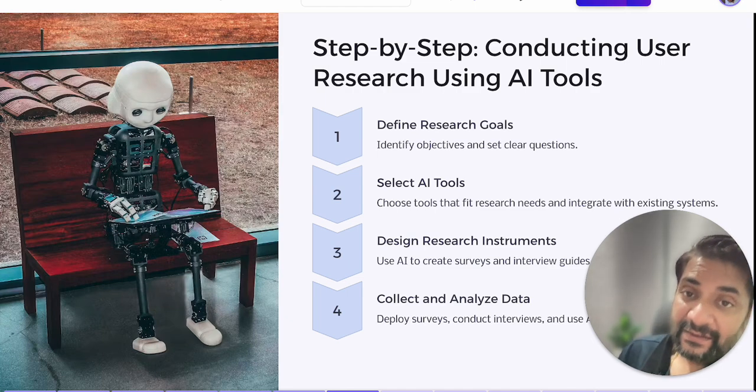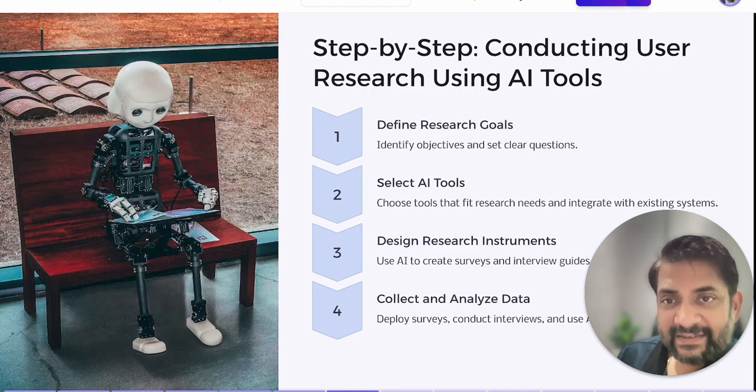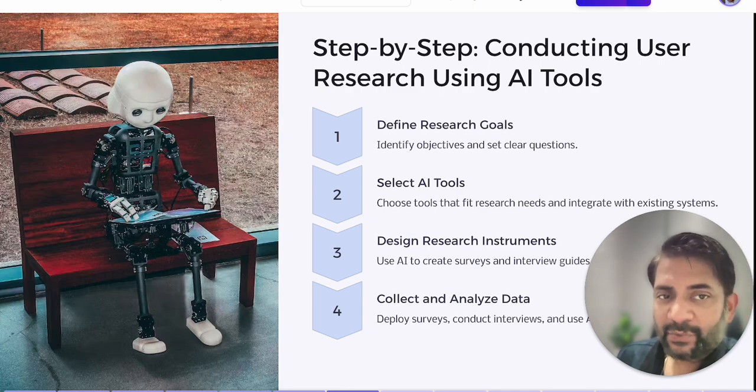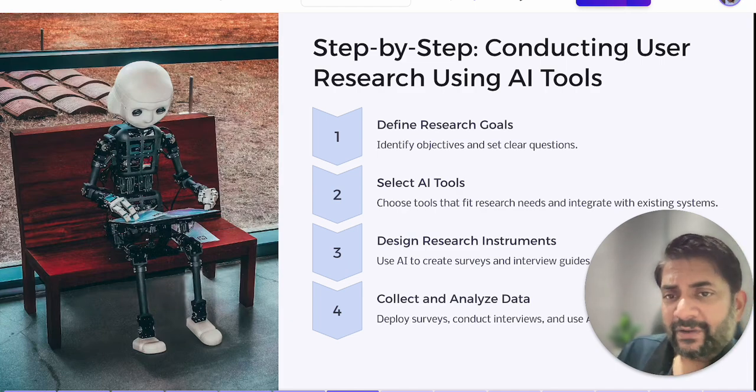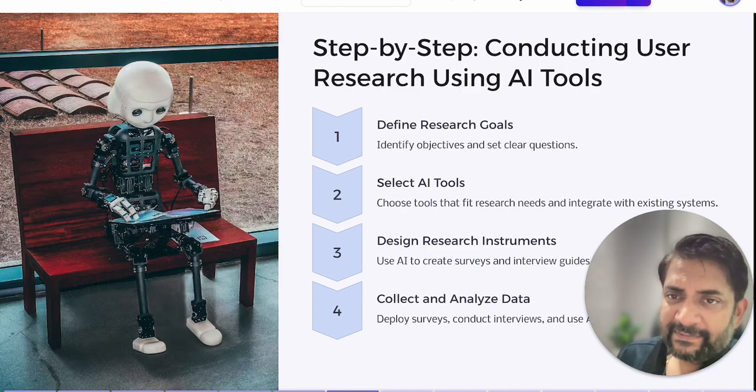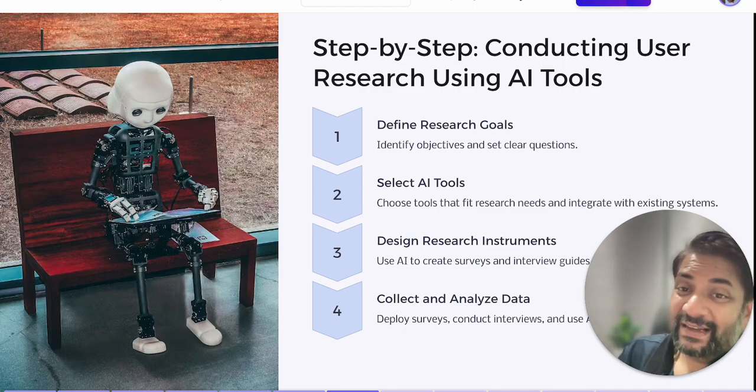Then you design your research instruments. You create surveys, using AI tools to draft clear and unbiased survey questions. You can give a prompt to ChatGPT to generate a set of survey questions to understand user satisfaction with task management features in our project management tool. And you can develop an interview guide. Utilize AI to create structured interview guides. That's step 3.